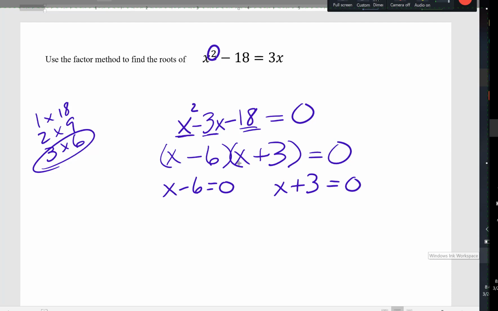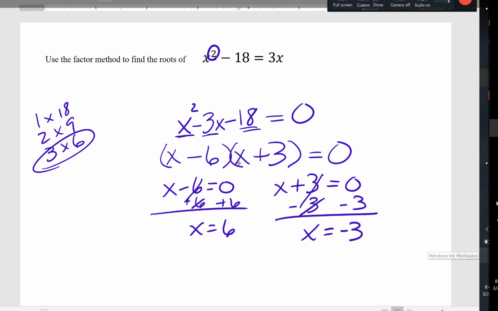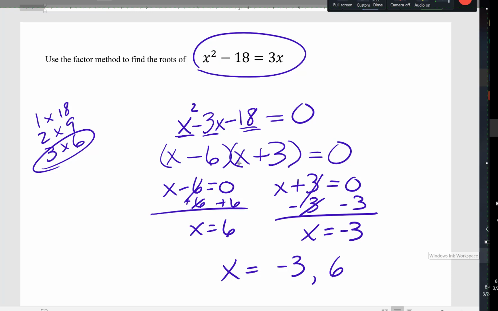If x minus 6 is 0 and you add 6 on both sides, then x equals 6. If x plus 3 is 0 and you subtract 3 on both sides to solve for x, you're going to get x equals negative 3. So these are the 2 solutions to this quadratic right here. These are the 2 roots, all right? Negative 3 and 6. And if you want to go back and check and make sure that they actually work in the equation, you can do that. And it's always a good idea to check.